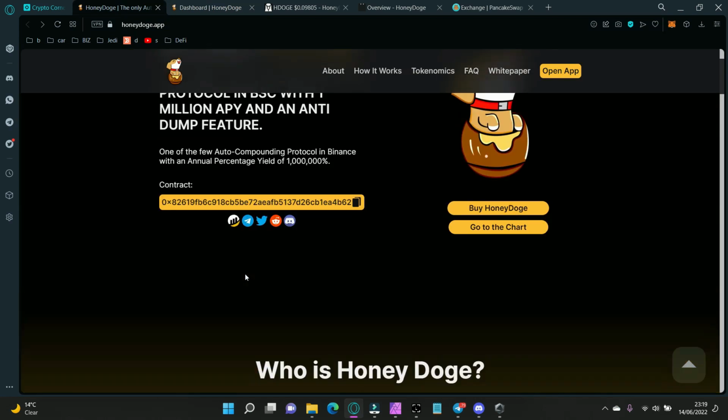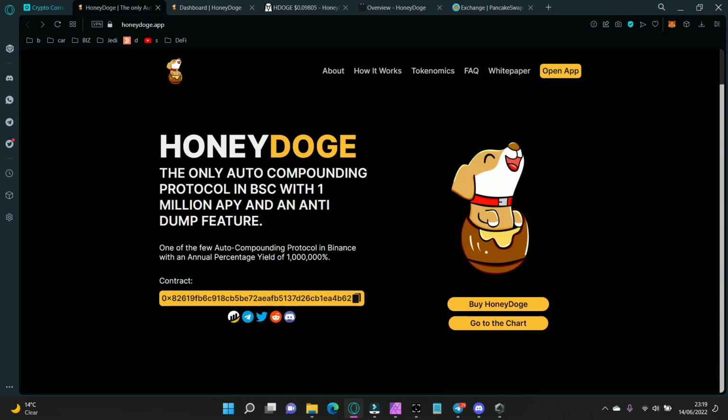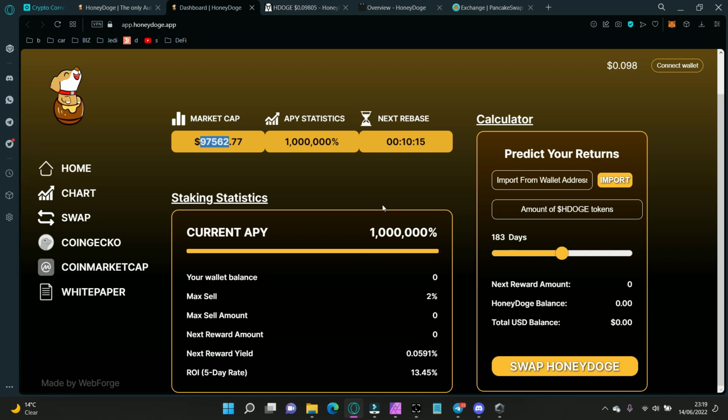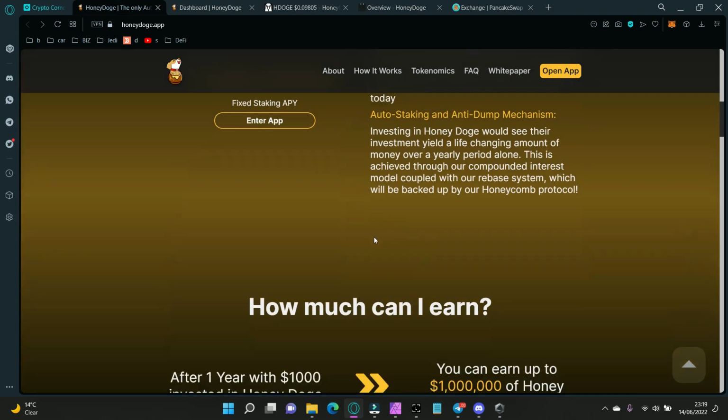So what else do we have here? We have auto compounding, 1,000,000% a year, which comes to about 2.5% a day. The rebases are every half an hour. The rebase is this thing where it adds more coins to your balance. I'm gonna show you in a second when I buy, and that's it. That's all there is to it.